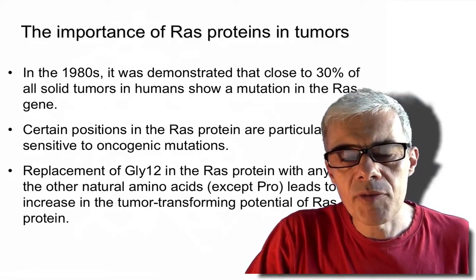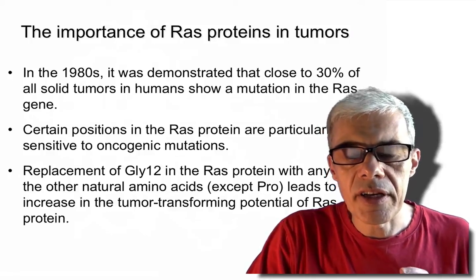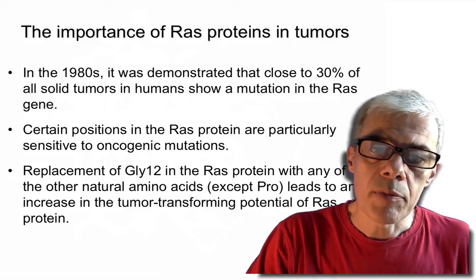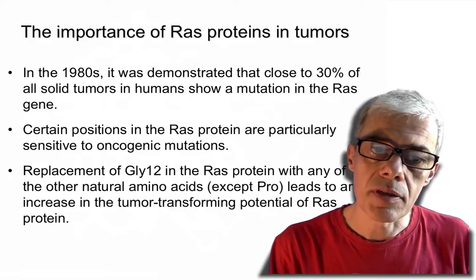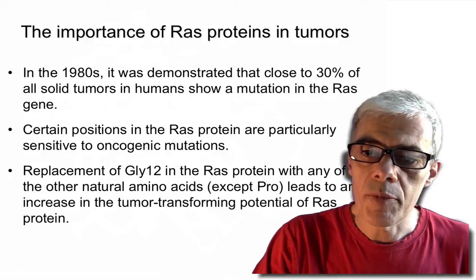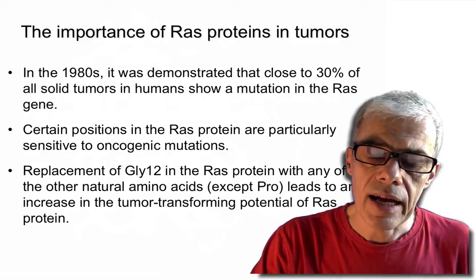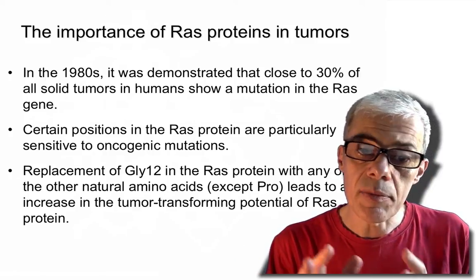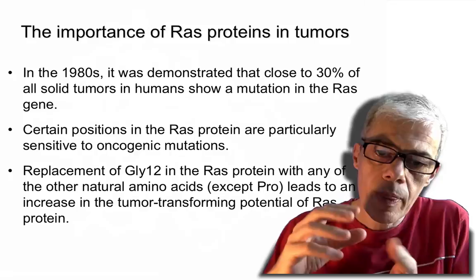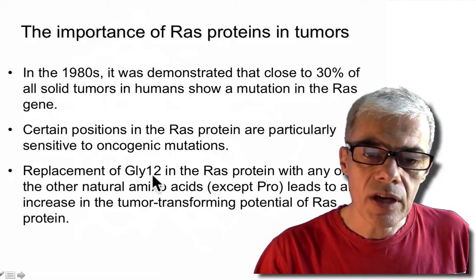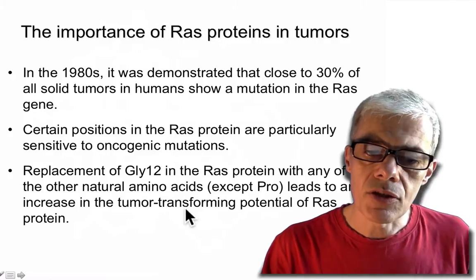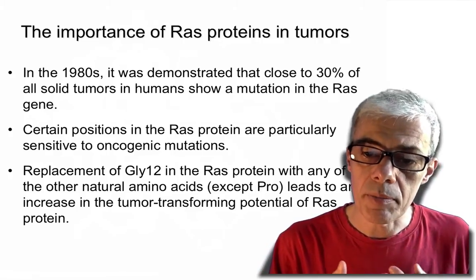Once people knew that the Hras protein played an important role in cell signaling, and once it had been discovered that a mutation in this can lead to transformation of cells, people started to look in cancer biopsies. In the 1980s, it was demonstrated that up to 30% of solid tumors showed a mutation somewhere in the Hras gene. Certain positions in the protein are clearly more sensitive to mutations than other regions, particularly in that effector loop, in that nucleotide binding region. The replacement of the glycine at position 12 with any other amino acid, except maybe for proline, leads to an increase in the tumor transforming potential of the Hras protein.